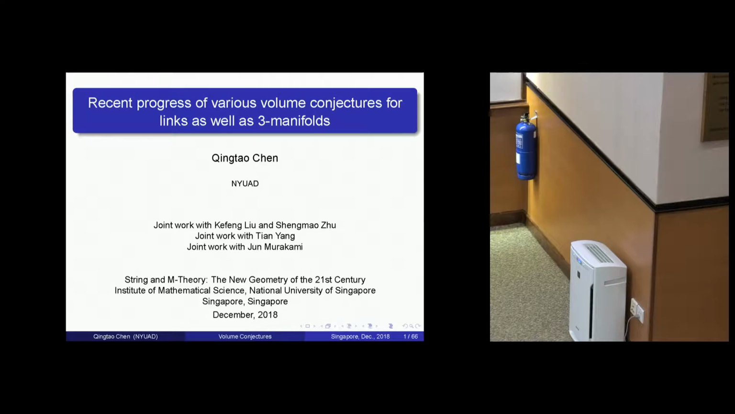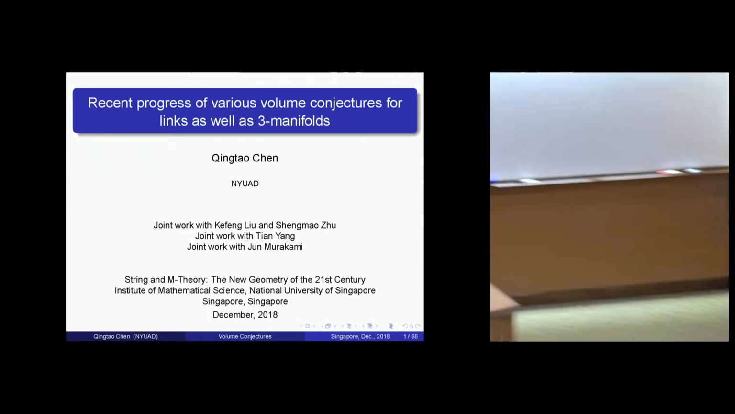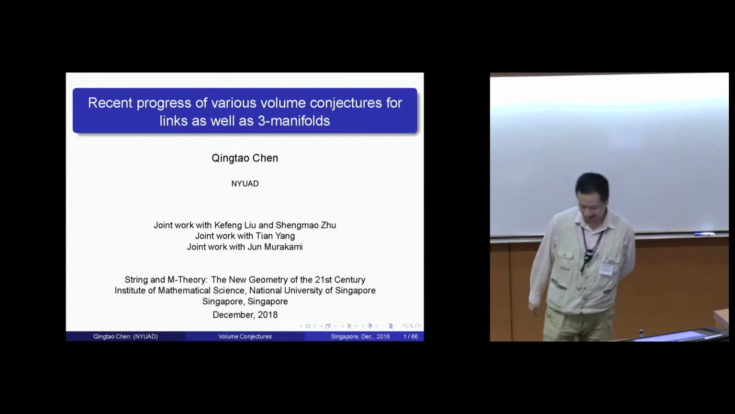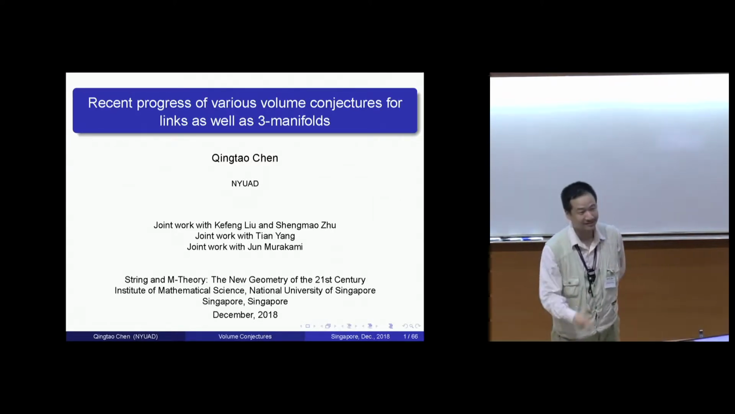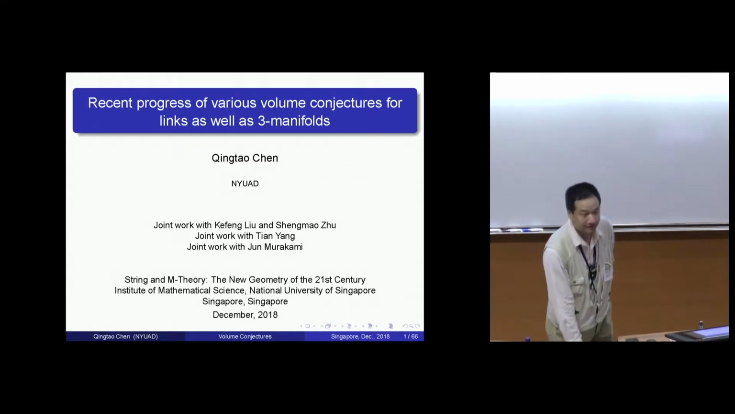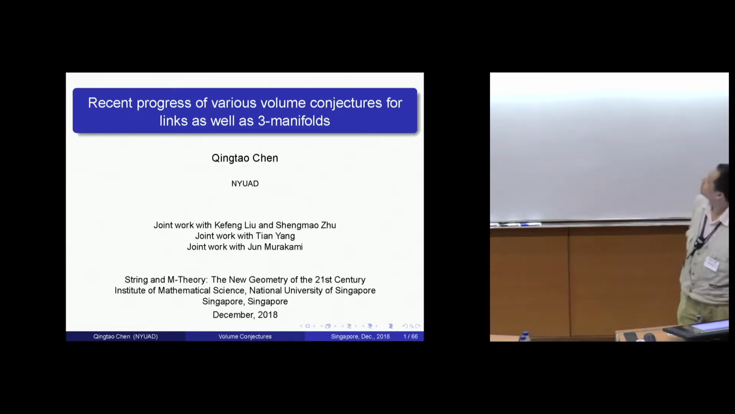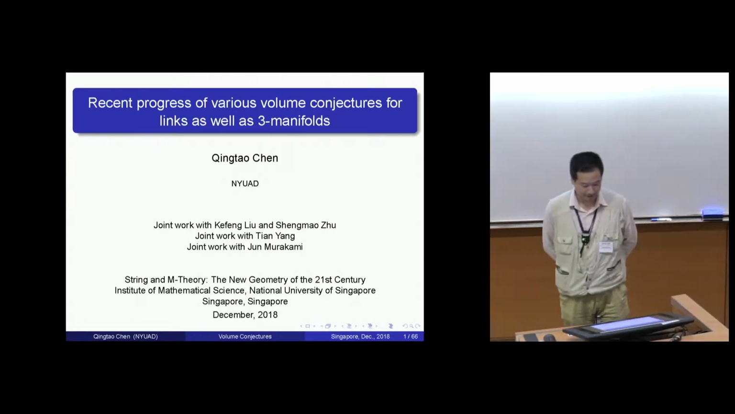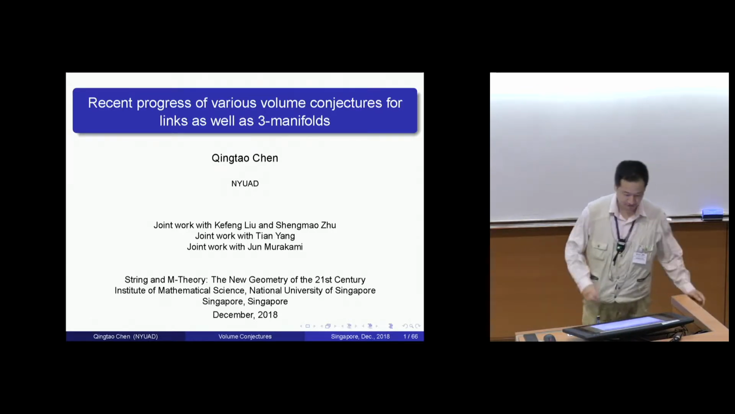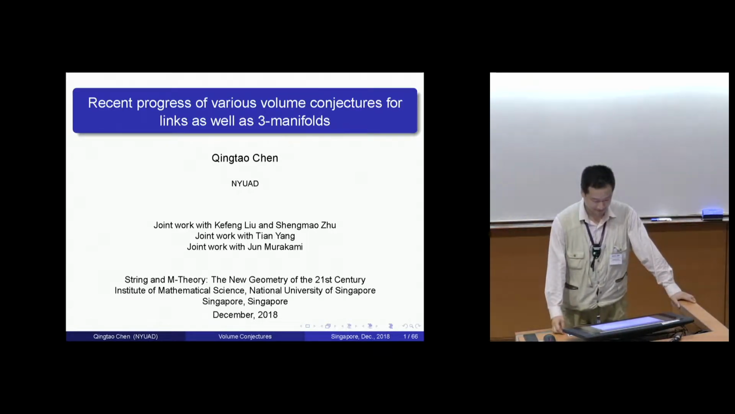This is my second time at the National University of Singapore. Last time was 4 years ago; I gave a talk on the elliptic genus. This time I give another talk on my other research direction in quantum topology. My title is the recent progress of various volume conjectures for links as well as solid manifolds.